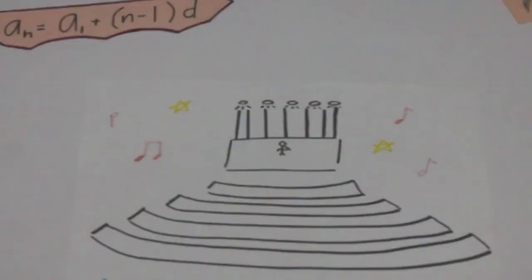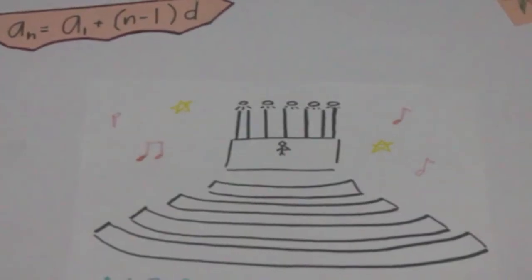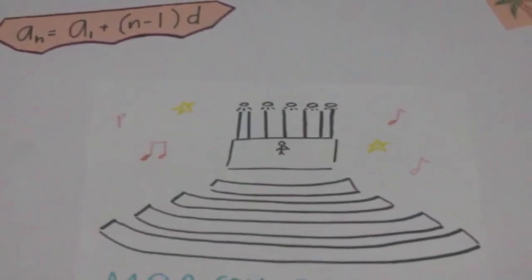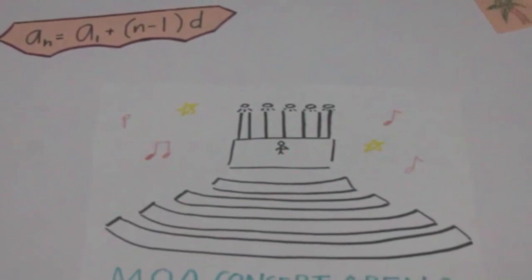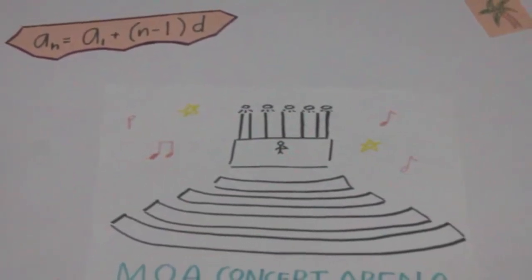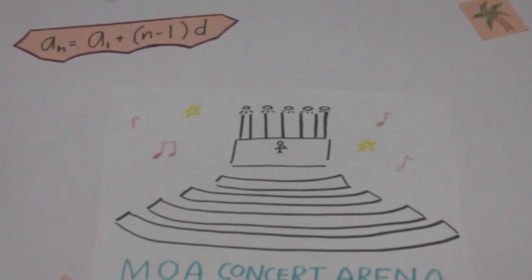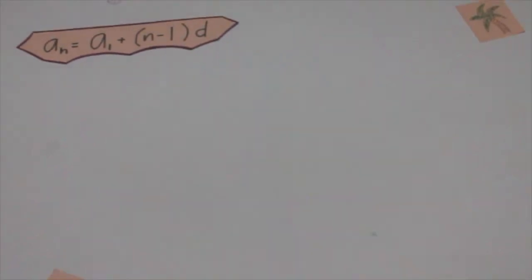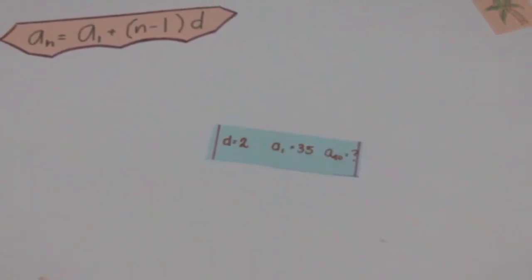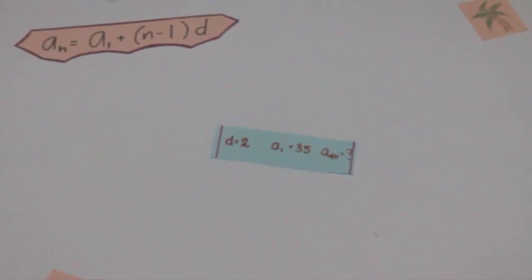In the MOA Arena concert grounds, there are 35 seats in the front row. How many seats are there in total if there are 40 rows in the arena and each successive row increases by 2? The first step is to identify the values. D is equal to 2, a sub 1 is equal to 35, and we are looking for a sub 40.